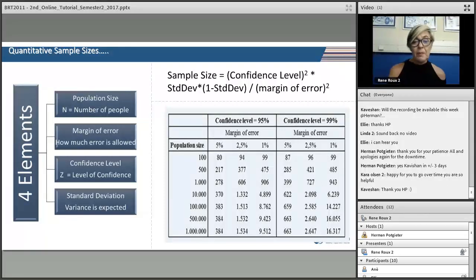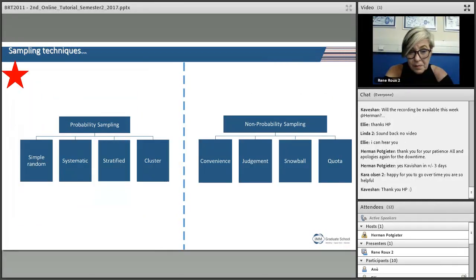So go back to our example. Population size is 10,000. We work with a 95% confidence level, which is our first column. 1% margin of error. So we go down in the column, 1% margin of error. So we see, oh, if we want to work with the 95% confidence level, 1% margin of error, and our population is 10,000 people, we need 4,899 people in our sample. So that's one of the ways of calculating sample sizes. I hope that helps you guys in terms of understanding your sample size.